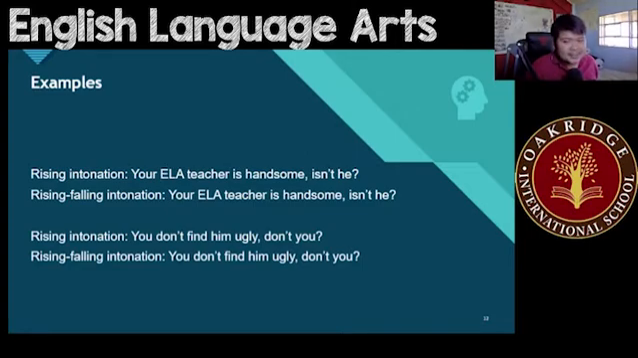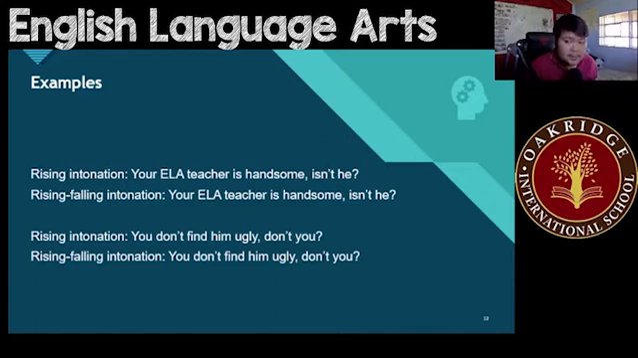What's the difference? The first one sounds unsure. The first one sounds like it's weak, right? But the second one, you are trying to assert it. It sounds strong. You're trying to give out a statement that you want your listener to agree with you.